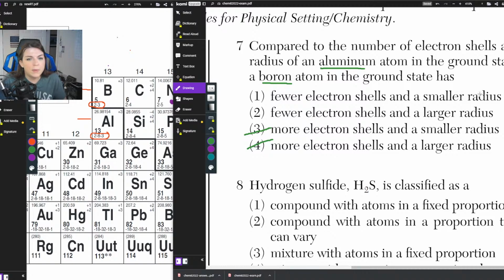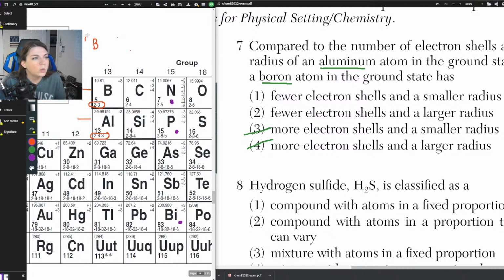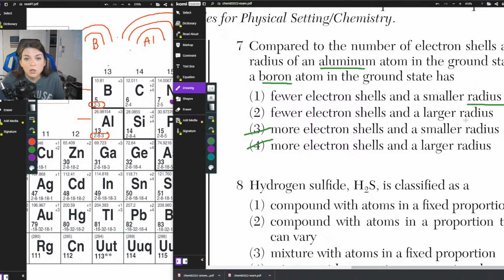And then the next question is about radius. And this, I really don't think is that much of a chemistry question per se. This, at this point, becomes a logic question. And that is because if you have boron here with 2 energy levels, and then you have aluminum here with 3, 1, 2, and then 3, obviously the aluminum is going to be bigger because it has an extra shell of electrons. Also, when it comes to radius, we're talking about regular atoms in the ground state.